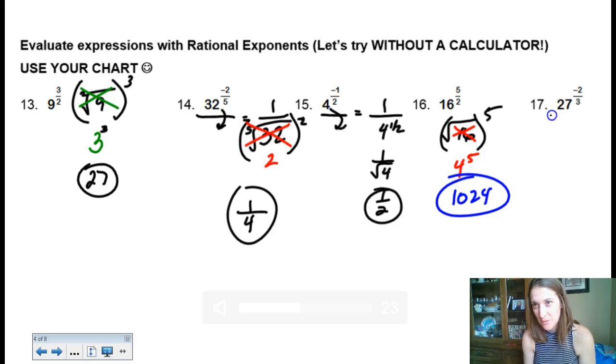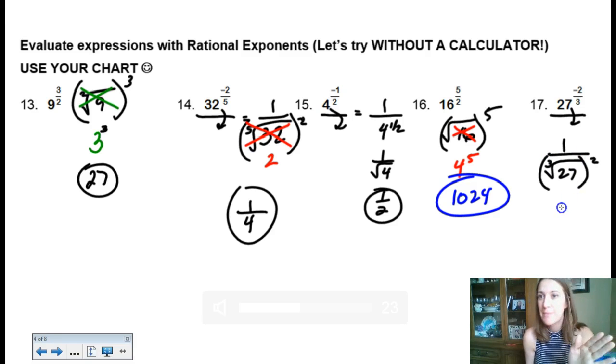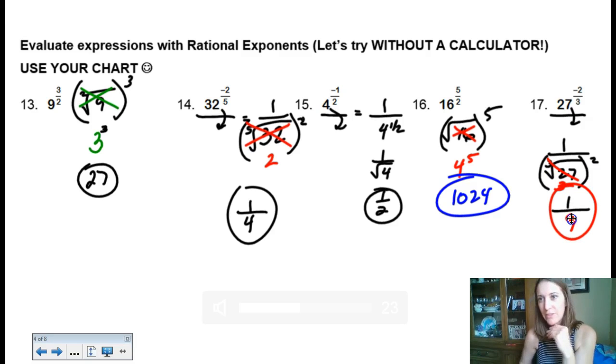All right, and then this last one, same thing. I'm going to make sure this ends up in the denominator, but I'll rewrite it as the cube root of 27 squared, but all in the denominator. So the cube root of 27 is really a 3, and this is 3 squared, so that's really a 9 down there. Very nice. We can do that without a calculator. Easy.